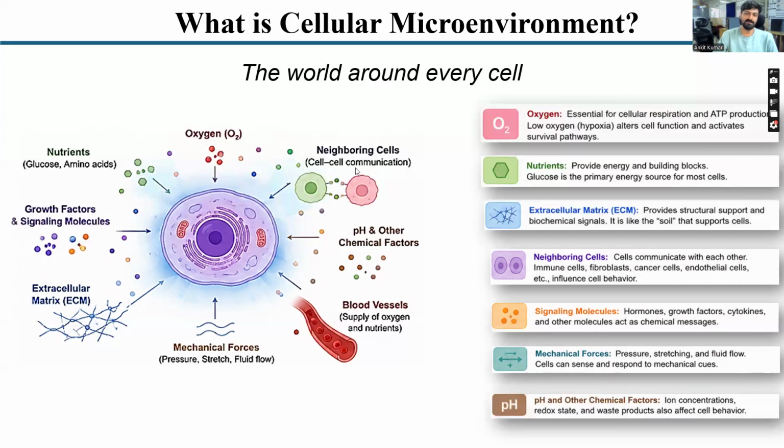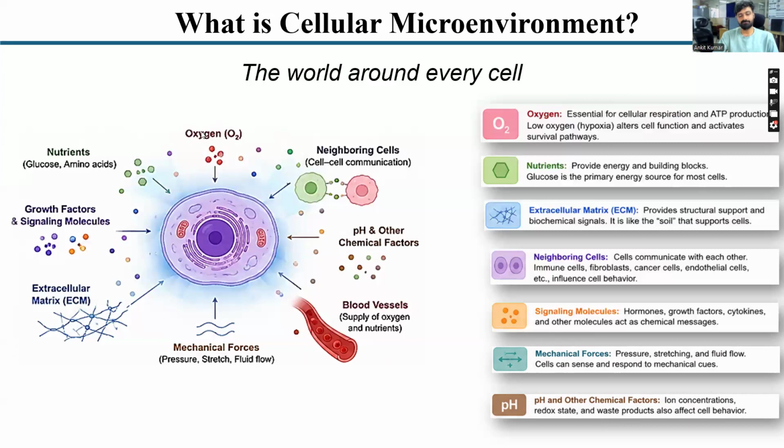Then there comes pH and other chemical factors. With time, what happens? Cell metabolism is happening in our cells. Lots of cellular biological machineries do some kind of metabolism, right? And due to this, some waste product gets accumulated. That will change the pH of the cellular microenvironment. Is that clear?